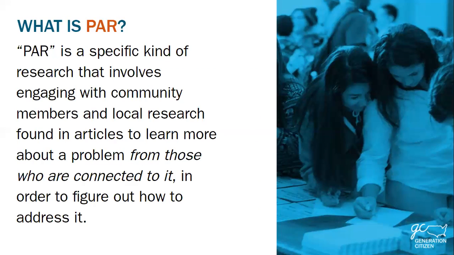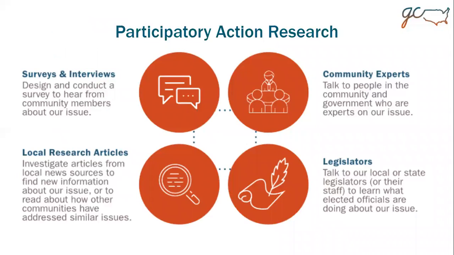So it's not just researching articles, you're connecting with people who are connected to the issue to figure out how to address it. And there's 4 key buckets that we use to do this type of research. So there's surveys and interviews, there's reaching out to community experts, there's talking to legislators, whether it's a city council, select board, or state reps, to see if they're doing anything on this issue. And then the research articles, and trying to find local community papers as well to see what kind of local issues are happening to address it.